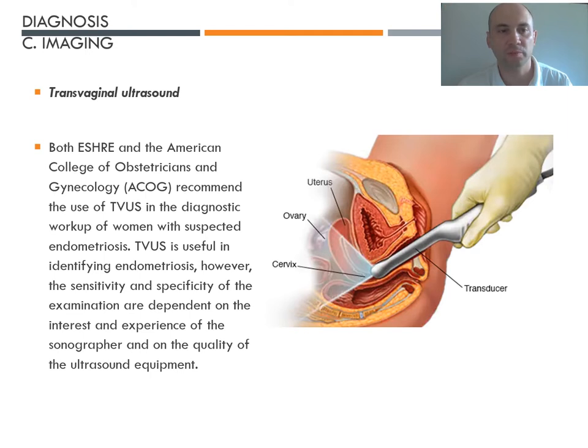Transvaginal ultrasound. Both ESHRE and the American College of Obstetricians and Gynecologists recommend the use of transvaginal ultrasound in the diagnostic workup of women with suspected endometriosis. Transvaginal ultrasound is useful in identifying endometriosis. However, the sensitivity and specificity of the examination are dependent on the interest and experience of the sonographer and on the quality of ultrasound equipment.